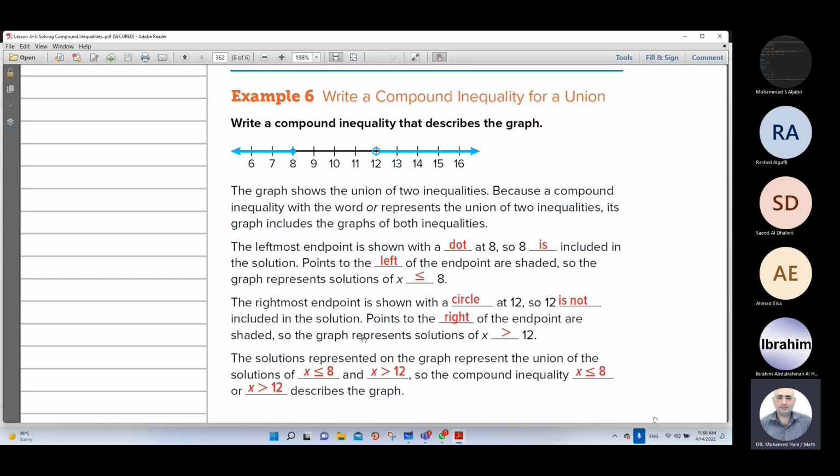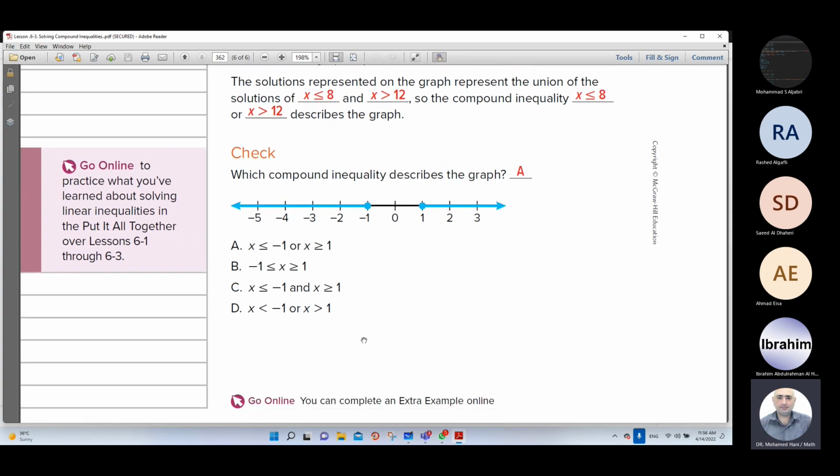Here the same idea. And here we have the same idea also. Here, as you see, we have or, not and. Which compound inequality describes the graph? As you see here, we have shaded, means here equal. We have equal in the sign, and here we have equal in the sign. So the value of x here is less than or equal minus 1, or x greater than or equal 1. This is the true solution.